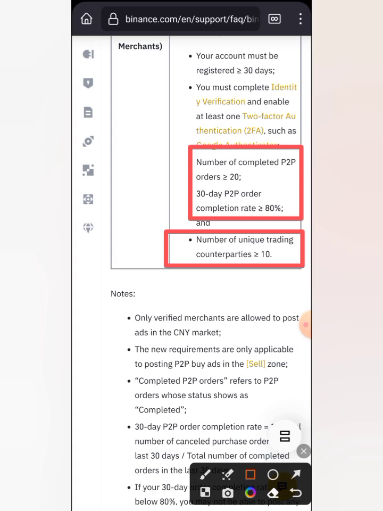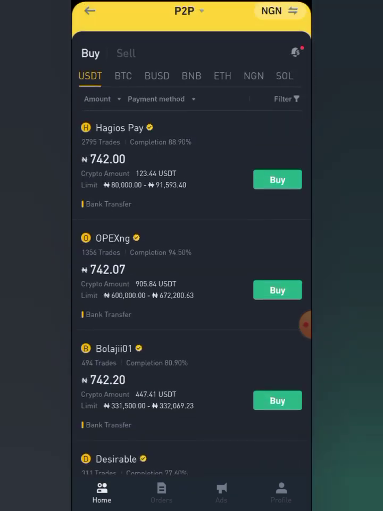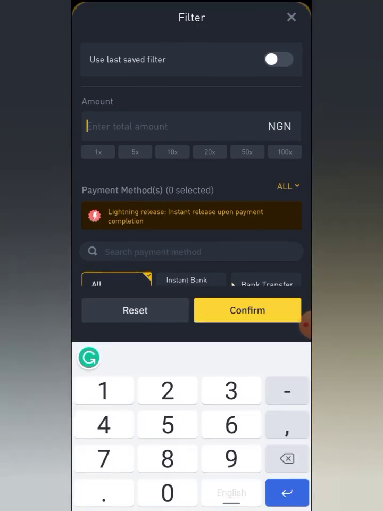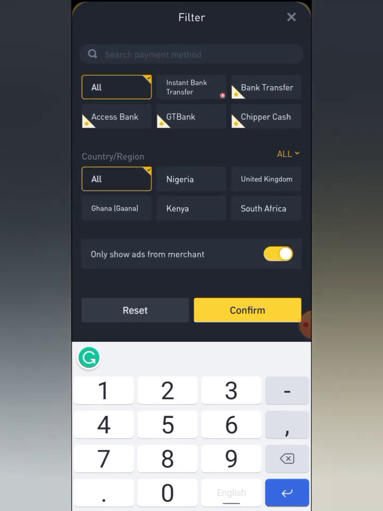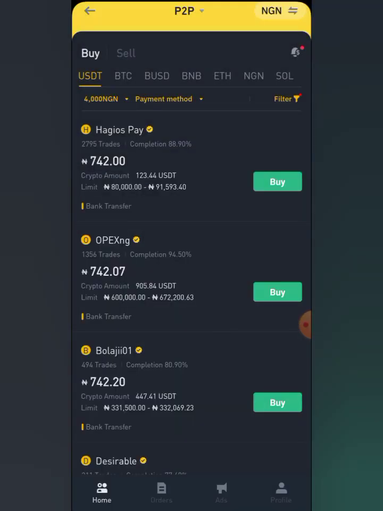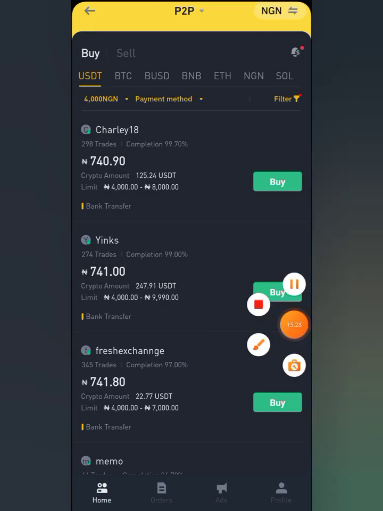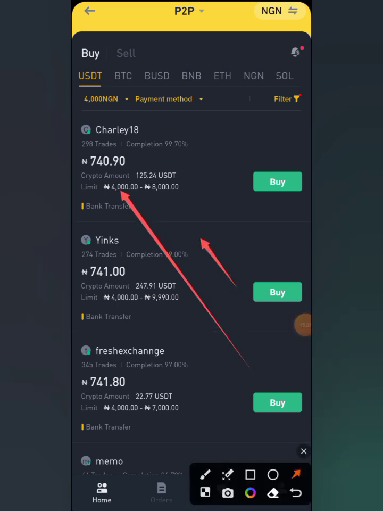So I'm going to show you how you can get all these things done within a day, and you will start posting your ad. So in order to get that done, all you need to do is to come back to your P2P. Once you're on your P2P, you can just use your filter here. Once you click on filter, you filter that you want to buy with the minimum, which is 4,000. So it creates 4,000, and then you select bank transfer, and then you uncheck this so that it will show you both non-merchant ads. So you can see that this particular merchant here, this first seller, is actually selling from 4,000 to 8,000.